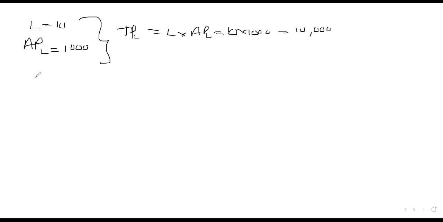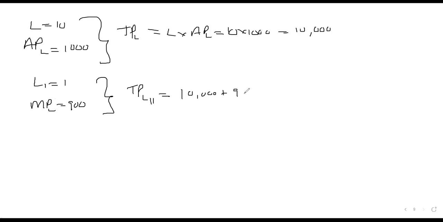So we want to employ a new worker. This new worker is bringing additional output, and whatever is additional is called marginal product. Additional units of 900. So meaning we're now going to have how many laborers? 11. The total product would be 10,000 plus the 900. The total is now 10,900.